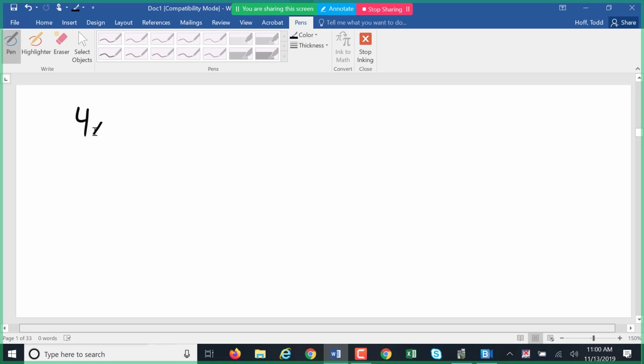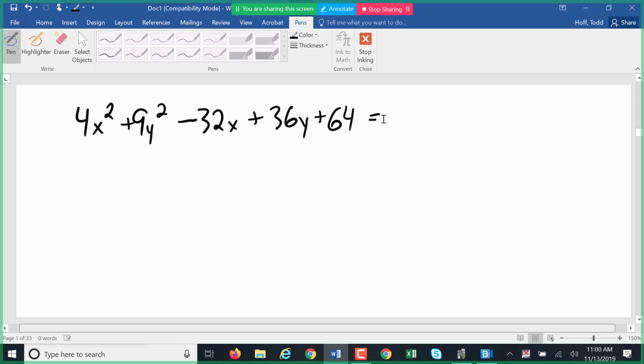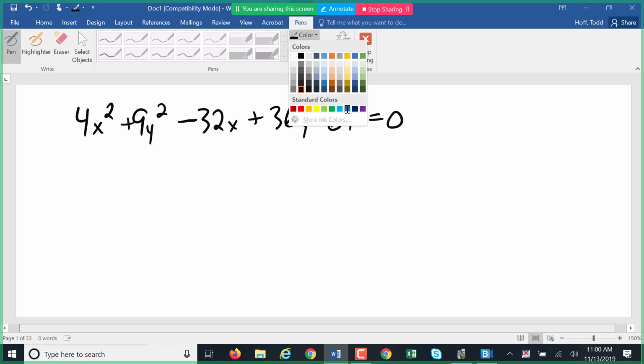We might have something like 4x squared plus 9y squared minus 32x plus 36y plus 64 equals 0. This is the standard form of a conic section. The x squared, the y squared, the x, the y, the constant, and then equals 0.